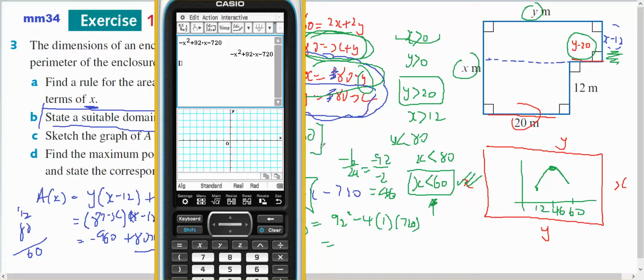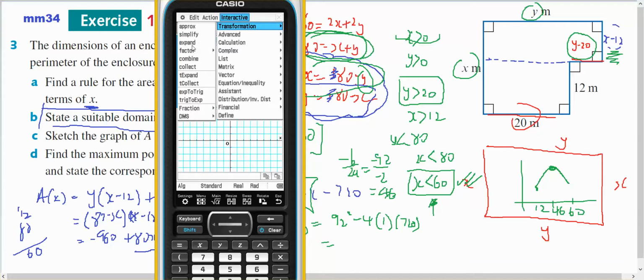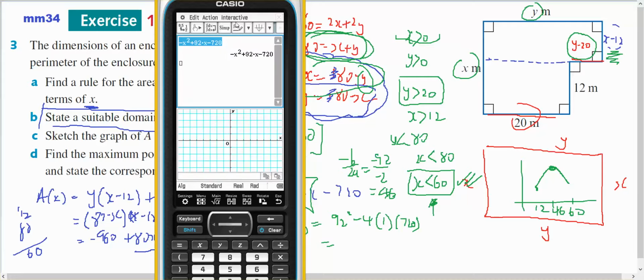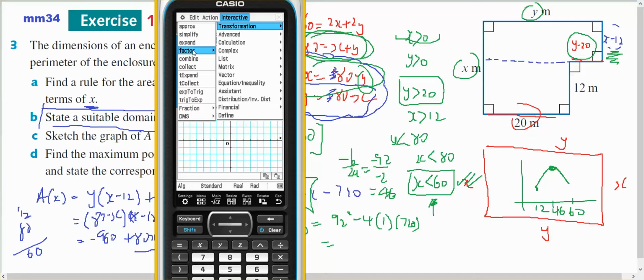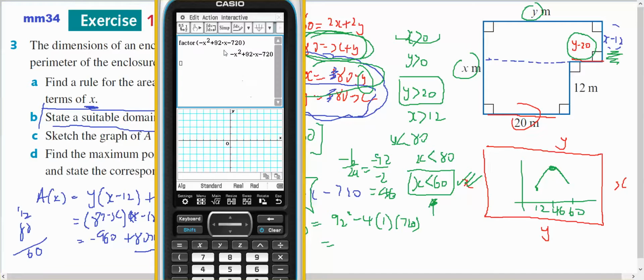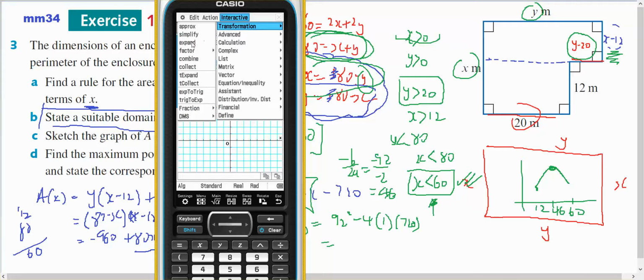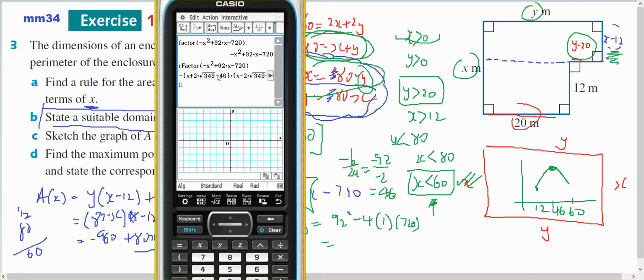So what have I got? I'm going to take that, drag and drop. I'll just double check. Can I factorize this? Interactive, transform, factor. I'll see if there's nice numbers. No, there's not nice numbers. So I'll take that into a new line. Not selected all. Transform, factor, rFactor, and it tells me that there's thirds involved. I'll never be able to do this by hand.